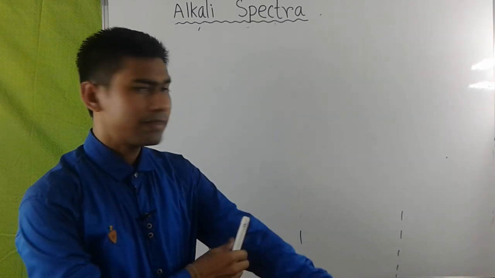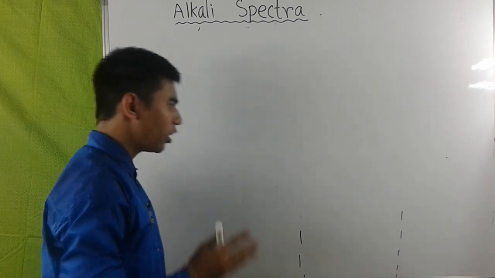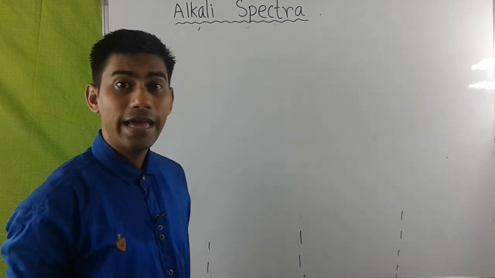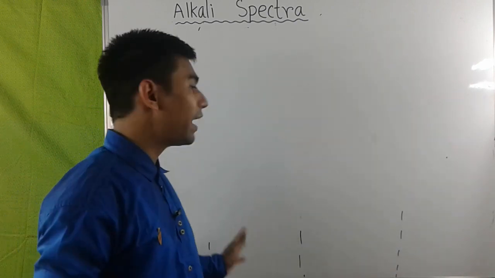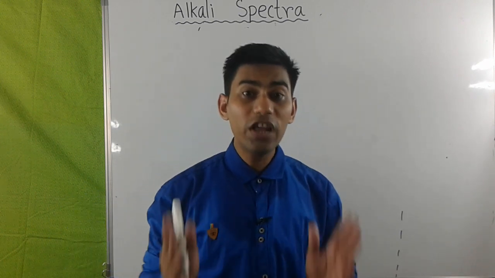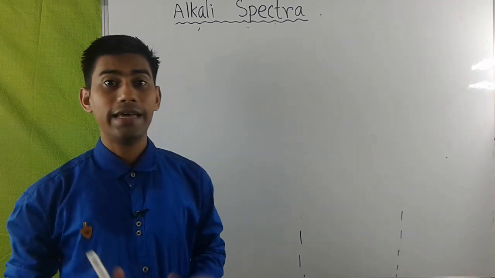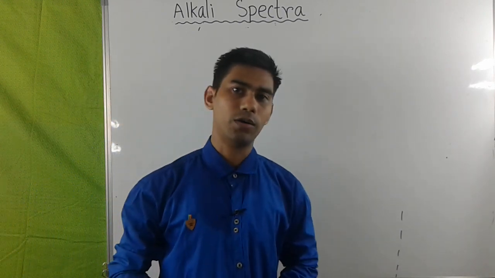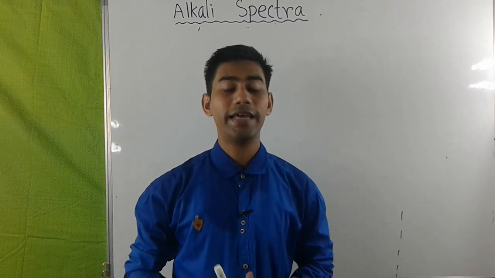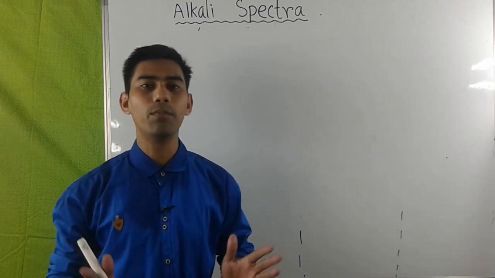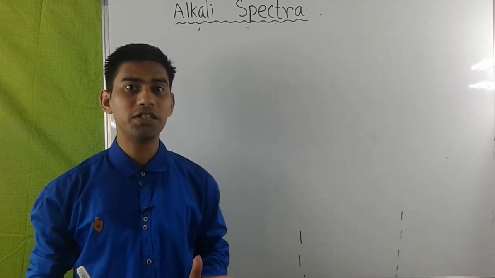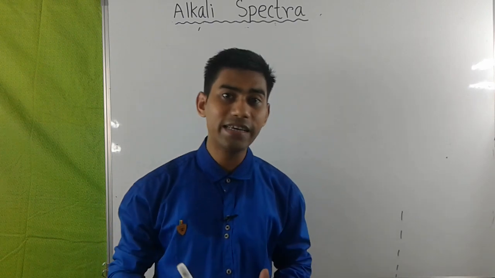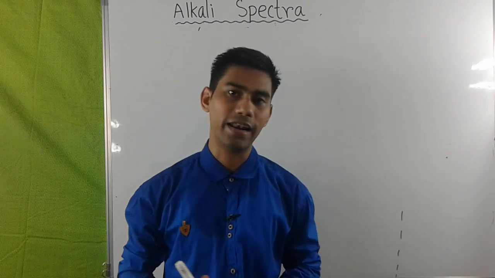Now to explain the doublet structure of the lines of the principal series and sharp series, and the triplet structure of the lines of the diffuse series, Uhlenbeck and Goudsmit gave the hypothesis that an atomic electron has a spin motion in addition to the orbital motion. This hypothesis is one of the bases of the vector atom model.